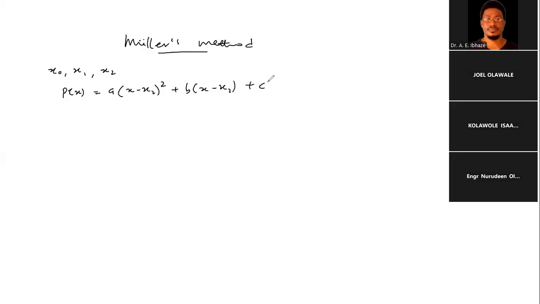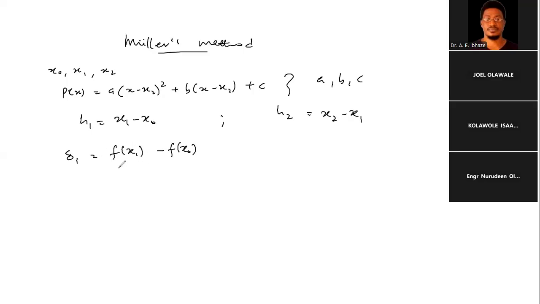And here, we now have to evaluate the coefficients. So how do we compute A, B, C? We first figure out the step size between x0, x1, x2, such that h1 is the same as x1 minus x0, and then h2 will be the same as x2 minus x1. Once we do that, we evaluate the differences. Delta 1 is f of x1 minus f of x0 over x1 minus x0, and delta 2 is f of x2 minus f of x1 over x2 minus x1.